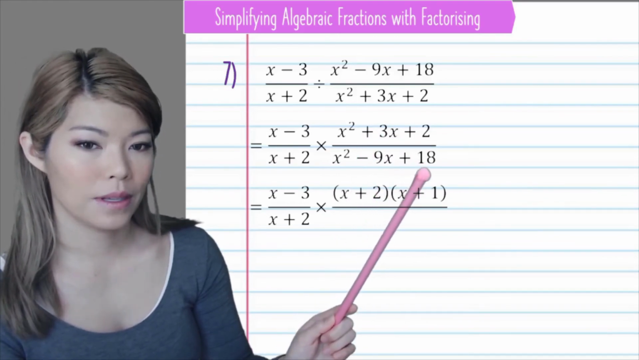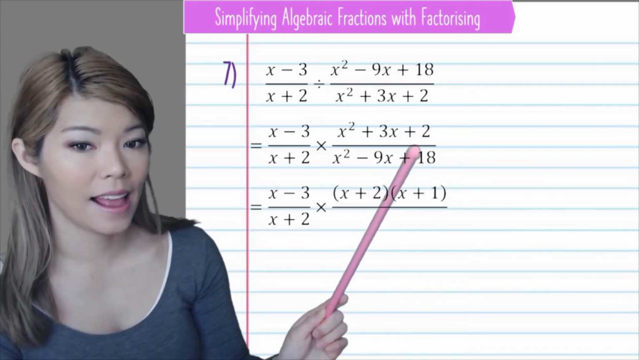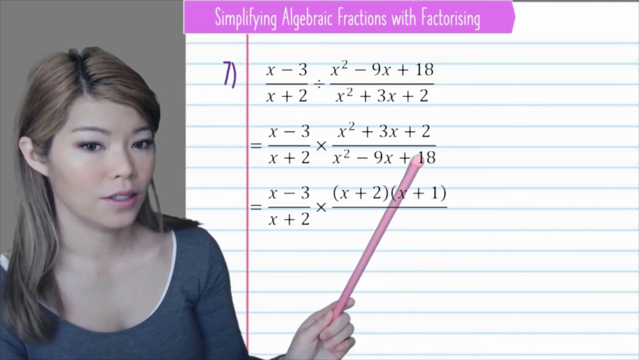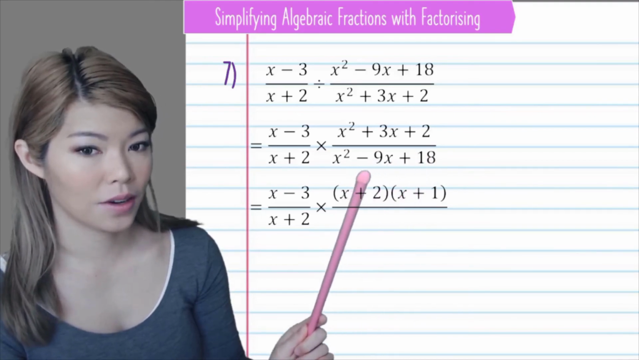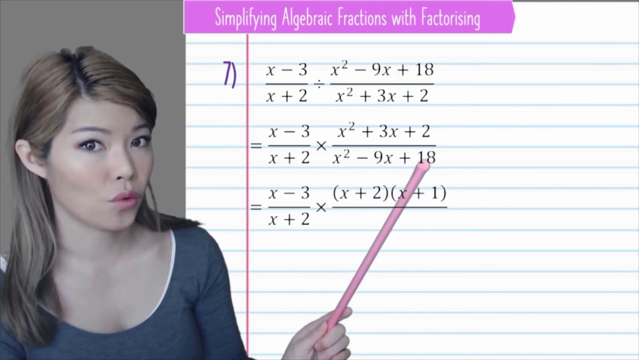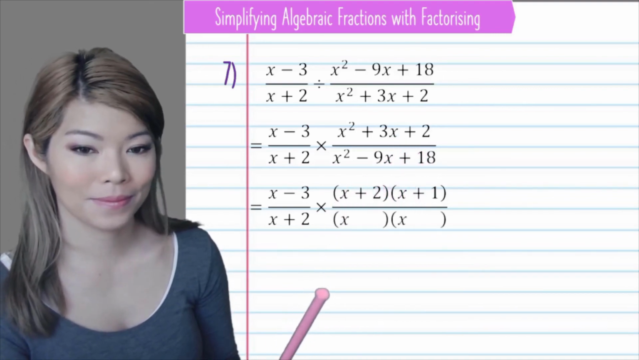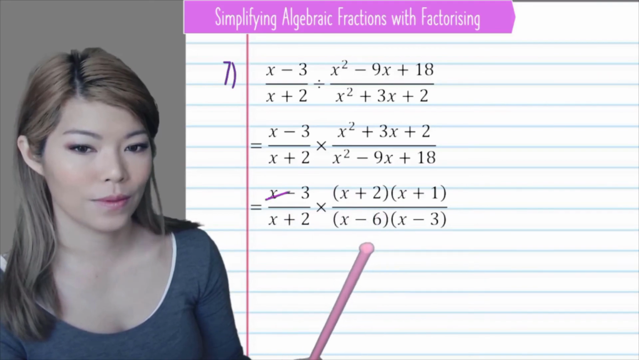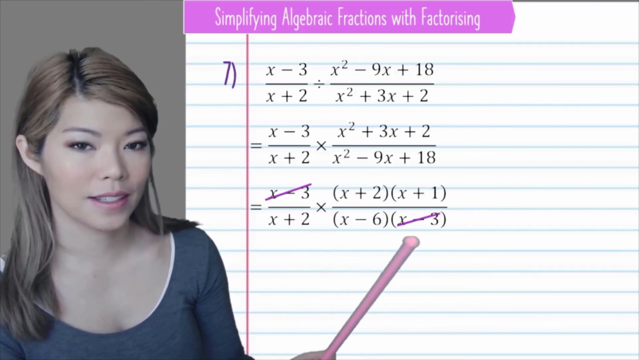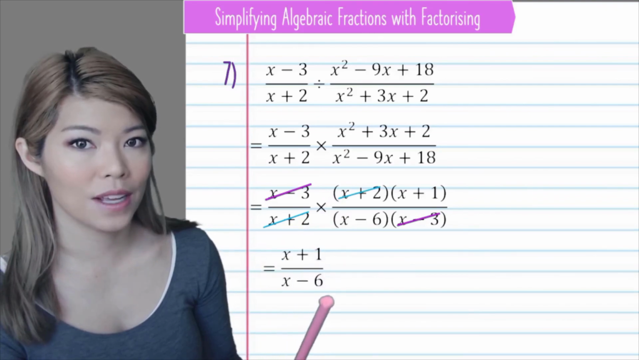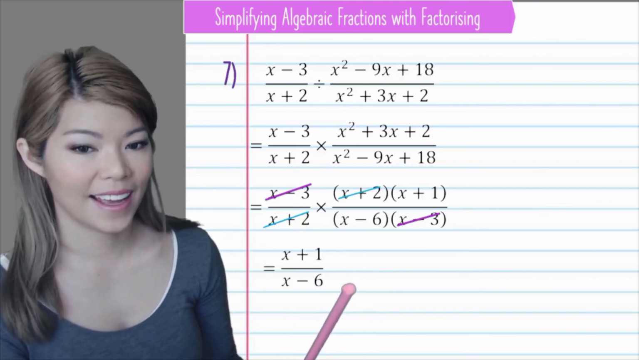Now 2 numbers that multiply to give you 18 and add to give you minus 9. That is not 2 times 9. That's not going to give me 9, but it is 3 times 6. Minus 3 and minus 6. Now we cancel. We can see x minus 3 occurs there and there, and x plus 2 occurs there and there. So we're left with x plus 1 over x minus 6.